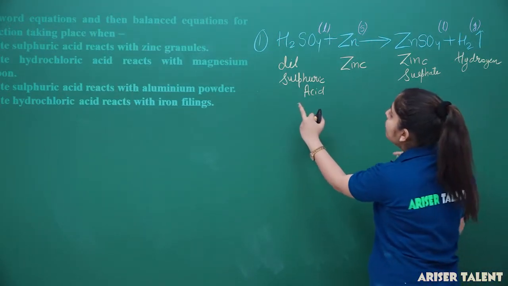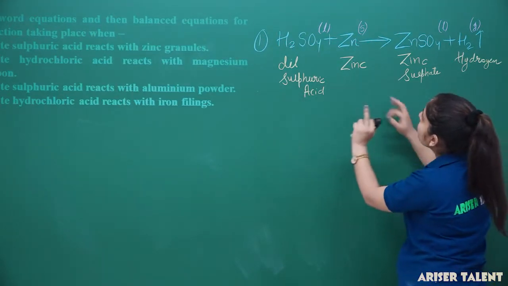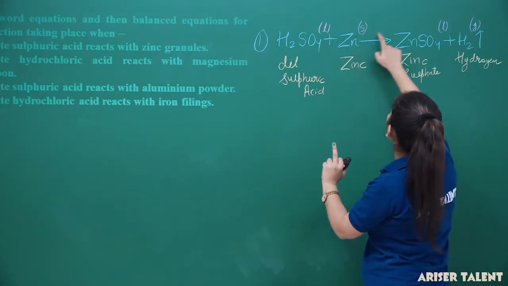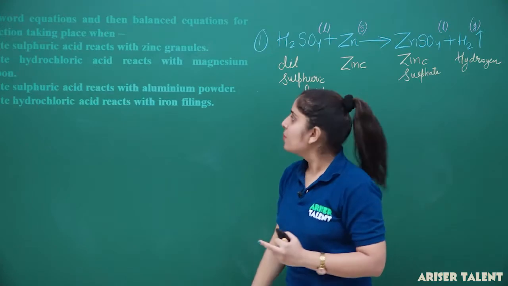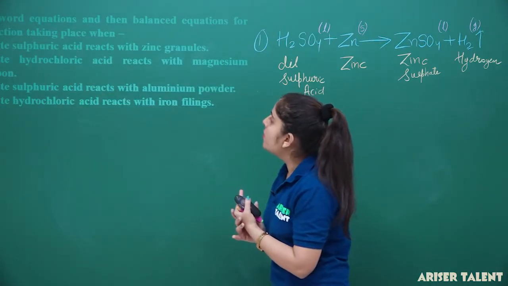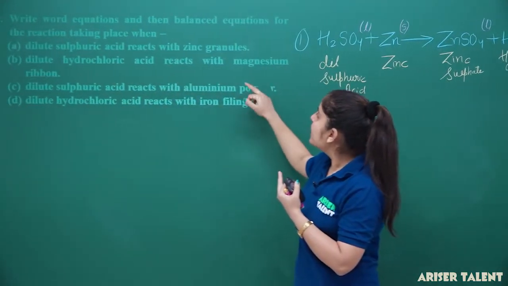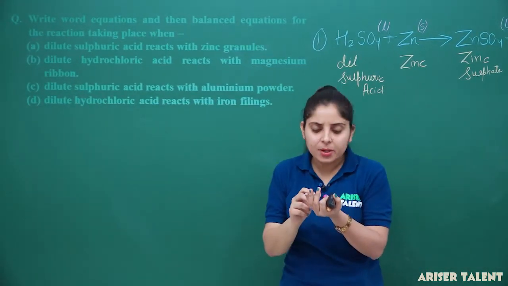We have to write the word equation below the equation, that is in the symbol form, and we have to specify the state of the matter, whether it is solid, liquid or gas. Now we are proceeding to our next problem. Dilute hydrochloric acid reacts with magnesium ribbon.